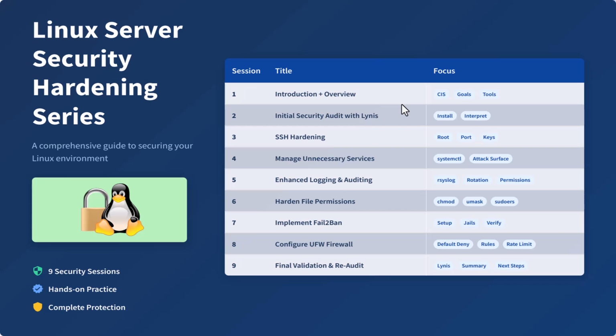I'm Ehsan, and in this new series we are going to take an ordinary Ubuntu server and turn it into a secure, CIS aligned, automation ready system using nothing but open source tools. This is Linux Server Security Hardening, a step-by-step series designed for network engineers, DevOps professionals, and automation enthusiasts who want to build servers that are not just functional, but resilient.